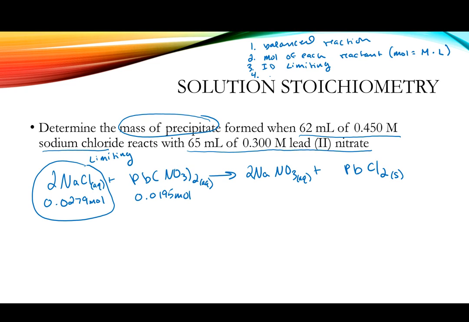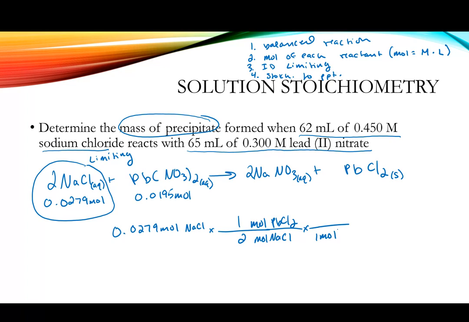Step 4 would be to do stoichiometry to your precipitate, because that's always what you'll be solving for, the mass of your precipitate. Whenever you're finding product, you start with your limiting reactant, because that's what the limiting reactant limits. It limits the amount of product that can form. So 0.0279 mole sodium chloride, and then I can jump right into my mole to mole ratio. So 2 mole sodium chloride, 1 mole lead chloride, and then 1 mole lead chloride, 278.1 grams off the periodic table.